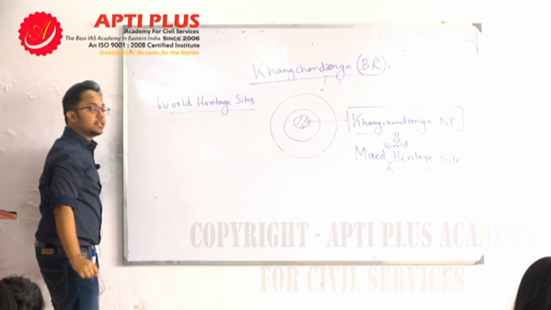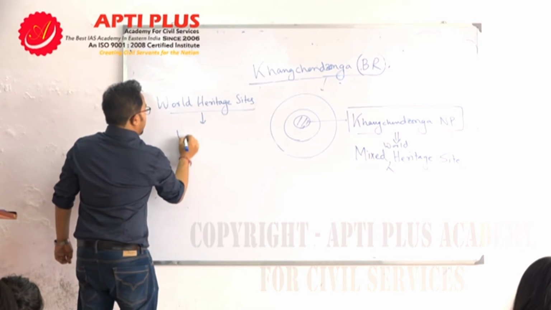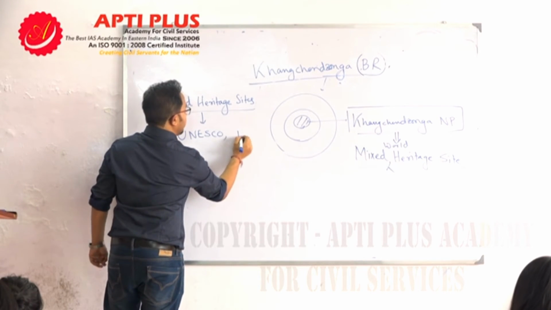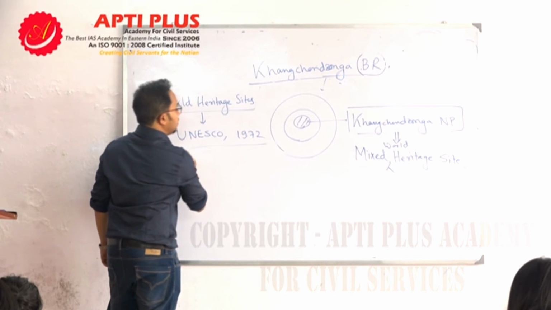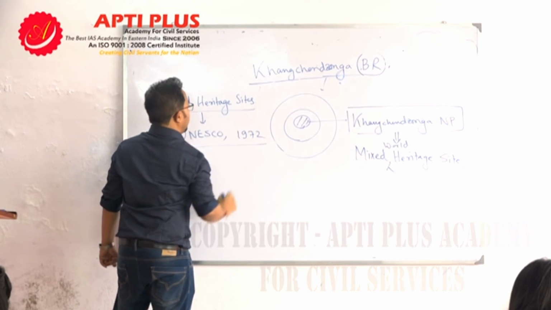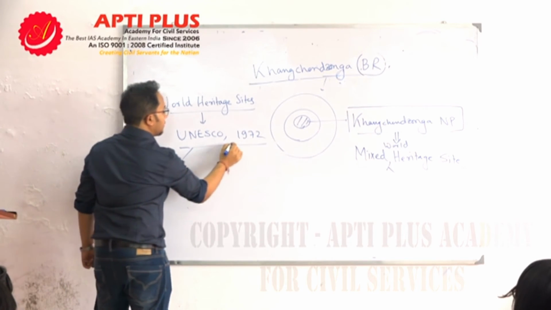Who declares world heritage sites? UNESCO will declare. UNESCO declares these world heritage sites by a convention which took place in the year 1972. On that basis they declare the world heritage sites. अच्छा, world heritage sites can be of how many types?